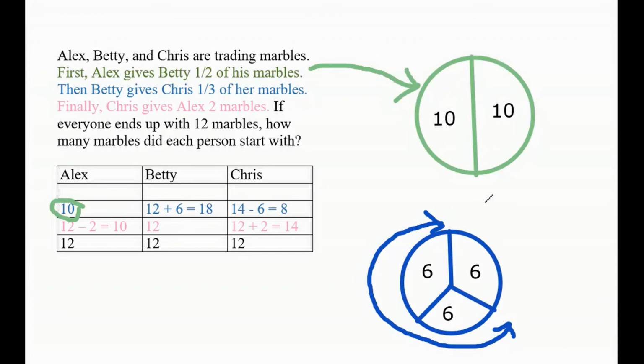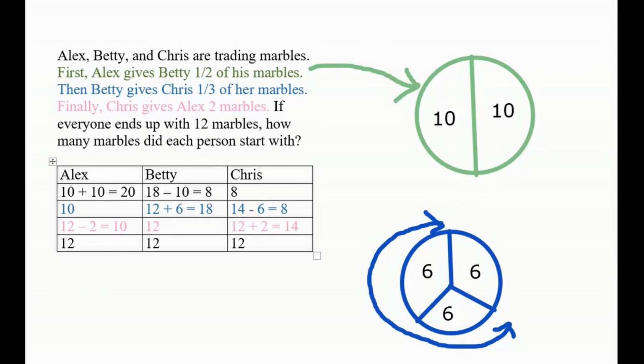And since we're undoing it, we're going to take those 10 marbles from Betty and give them back to Alex. So we're going to go here. 10, Alex's marbles, plus the 10 that he gave to Betty. And 18 minus 10 is equal to 8. And at this point in time, Chris, his total number of marbles didn't change. So we're going to leave it alone, and we're going to say it's 8.